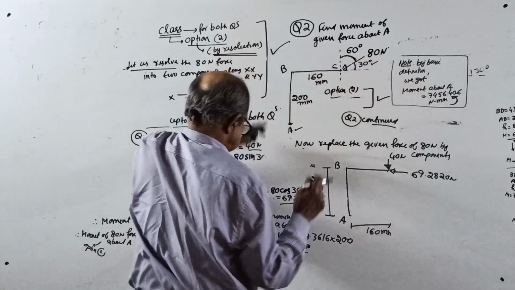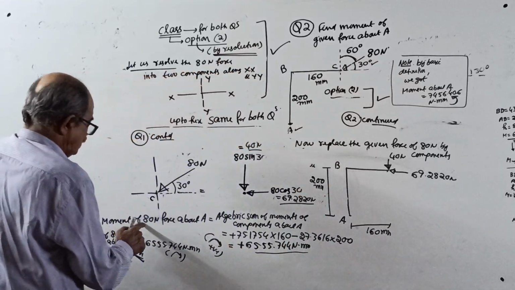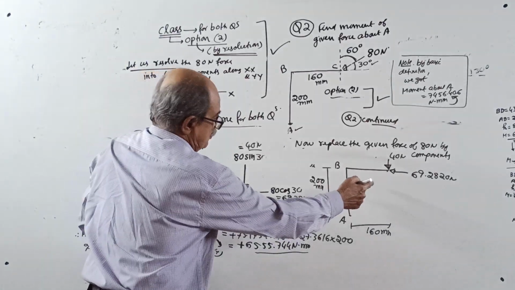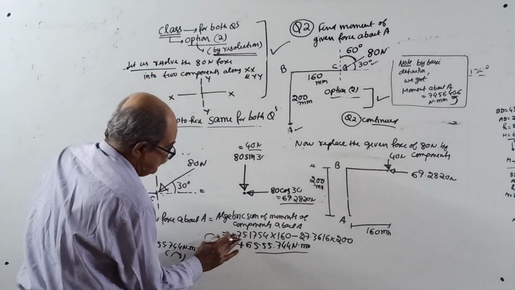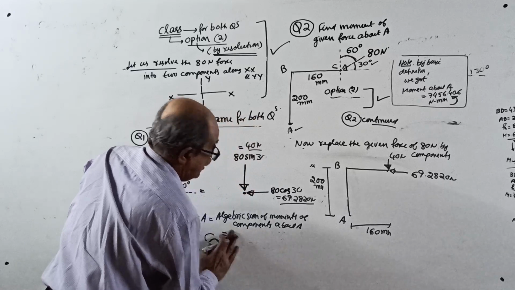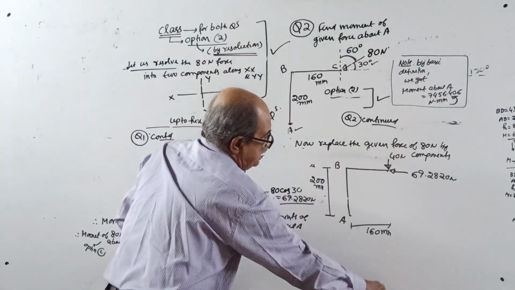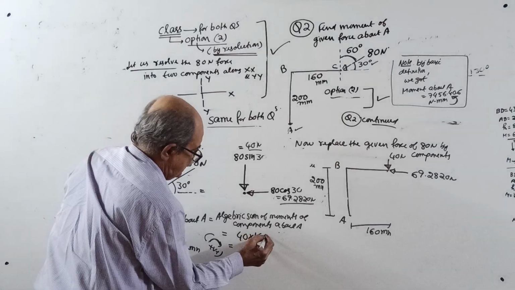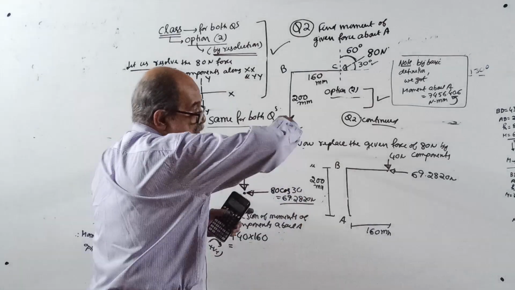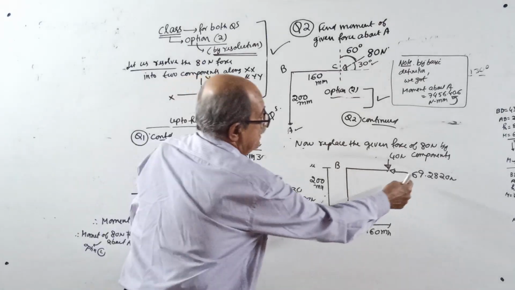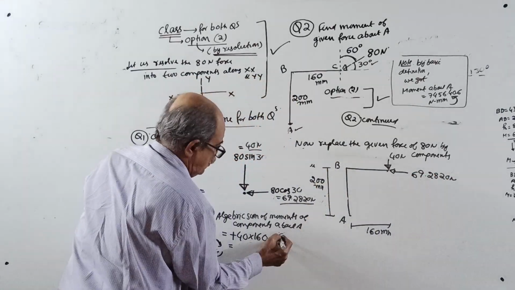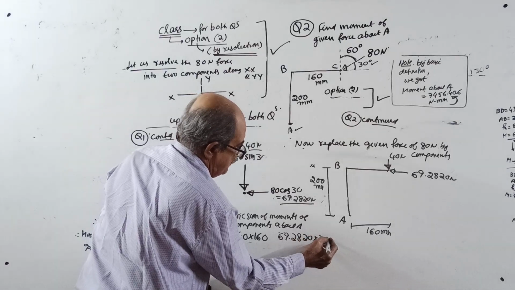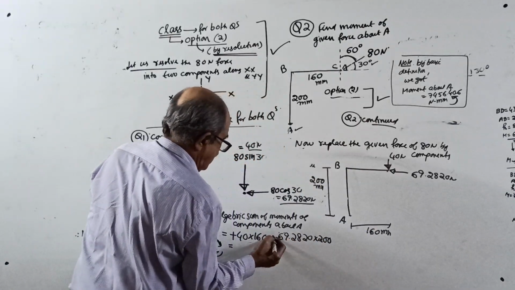Distance remains same. Therefore, moment of 80 Newton force about A equals the algebraic sum of moments of the components. Once again, clockwise positive. If you take clockwise positive, see what happens now. 40 into 160 is clockwise, so plus. This all I will explain to you. Then 69.2820 into 200, but that is anti-clockwise, minus.